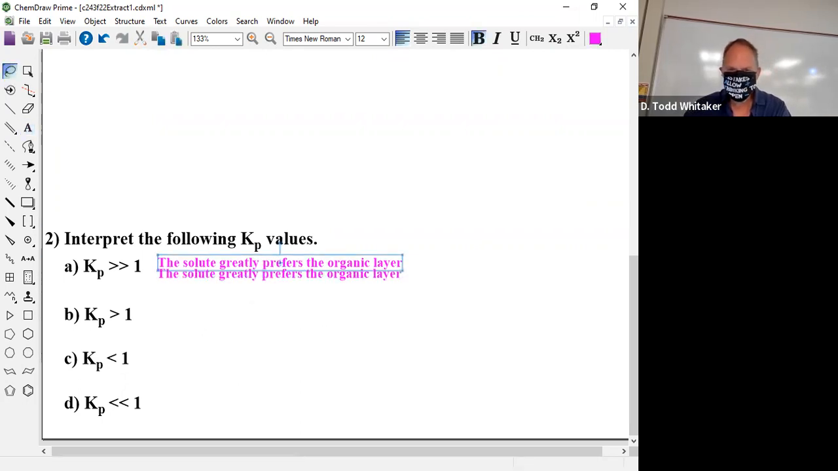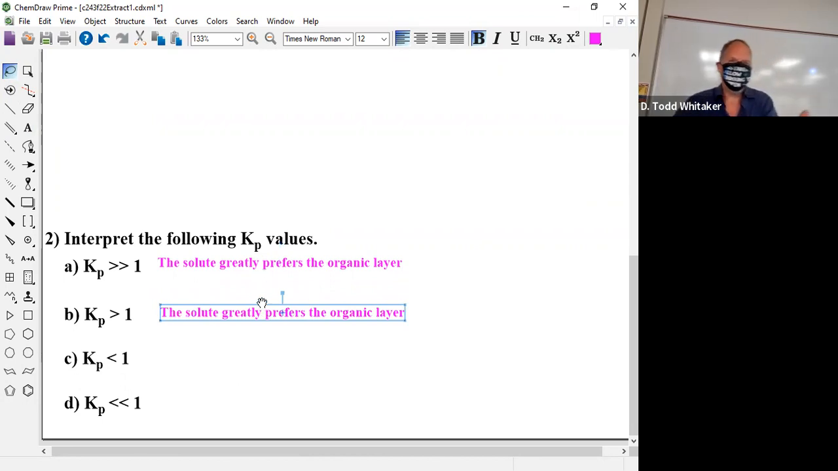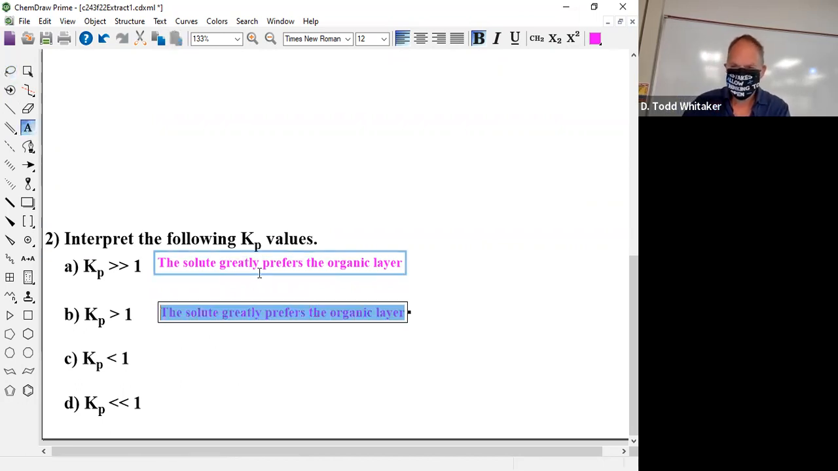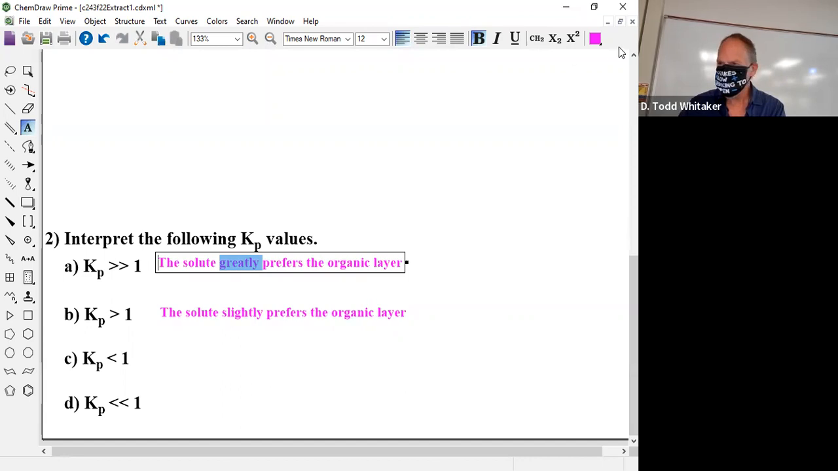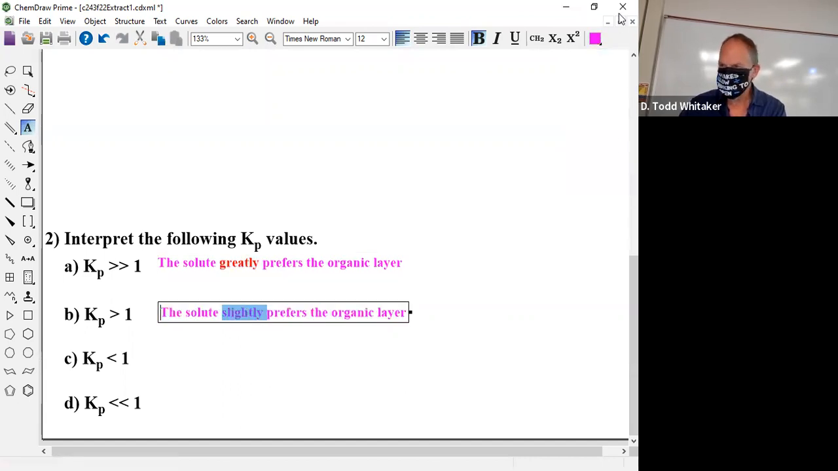Now, Kp just a little greater than 1. I'm going to edit this statement. How should I change it? So say Kp was 1.5. Slightly favors, I like that. The solute slightly prefers the organic layer. Slightly. So greatly, make that one red hot. Slightly cools down to maybe, I don't know, an orange.